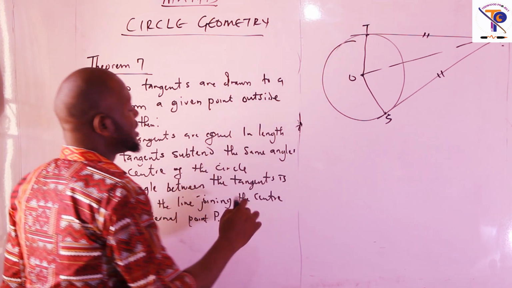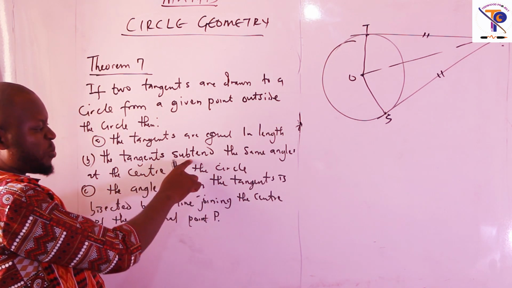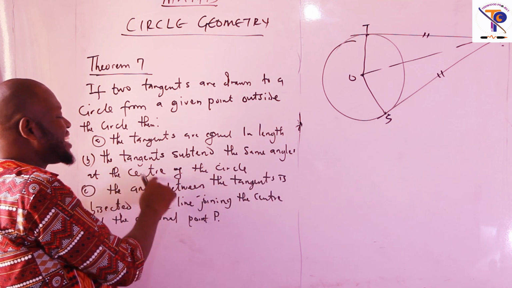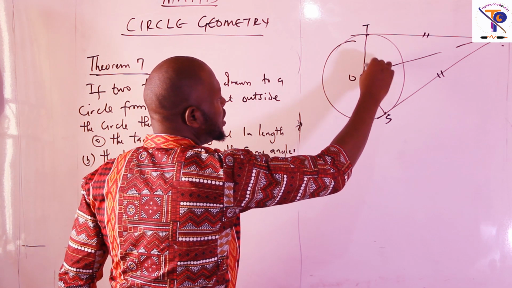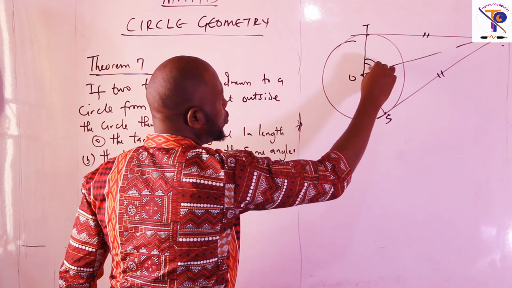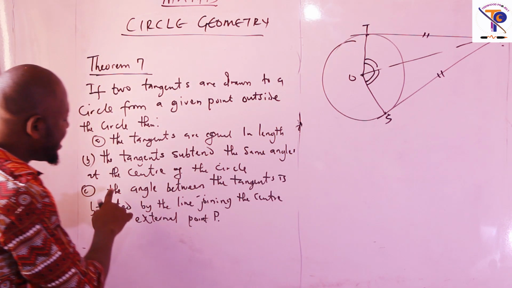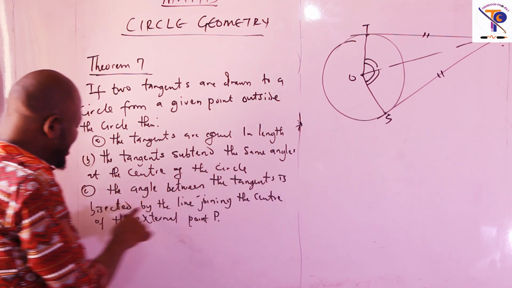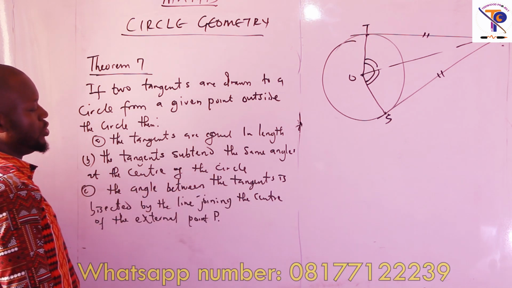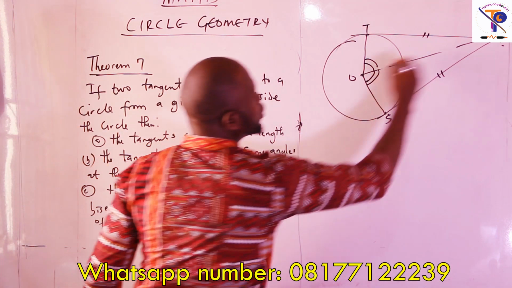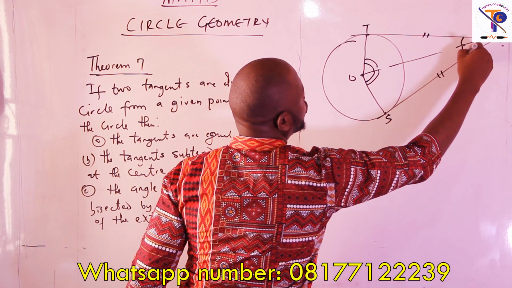Then the tangents subtend the same angle at the center of the circle. So this angle is equal to this angle. Please note that. And the angle between the tangents is bisected by the line joining the center to the external point. So this angle is equal to this angle.